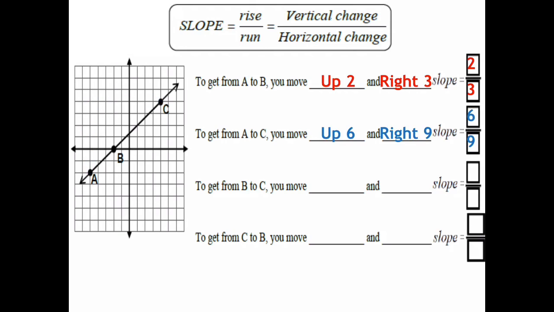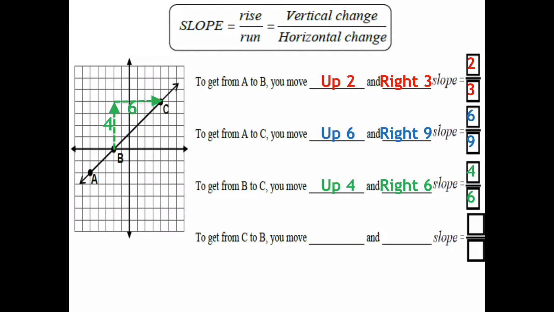Okay? Alright guys, now for this one, it asks you to go from B to C. To go from B to C, you first have to do a vertical change of 4 units. Then we're going to do a horizontal change to the right of 6 units. So the slope for this one is going to be 4 over 6.